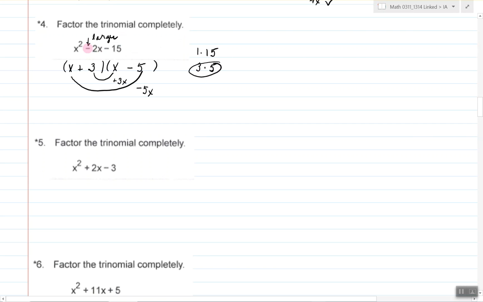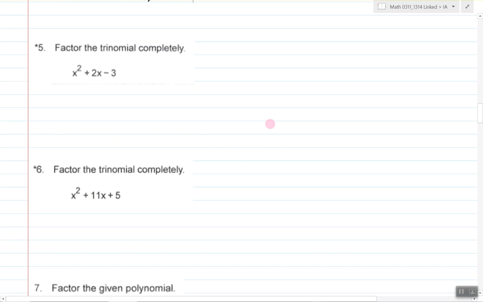All right, let's look at number 5. Factor, no GCF, so I will go straight to my parentheses. The last sign is negative. That tells me 1 plus and 1 minus. Blank times blank gives me x squared. That's x times x.